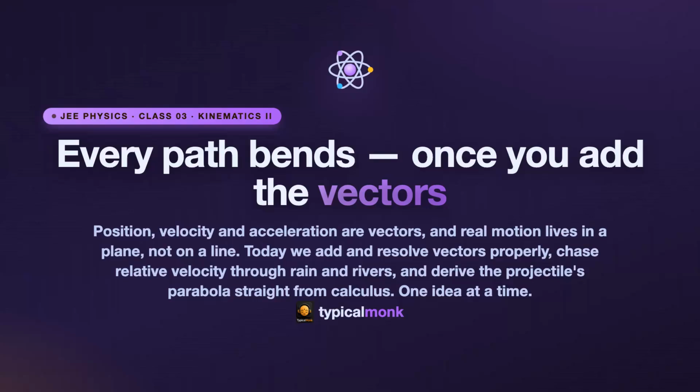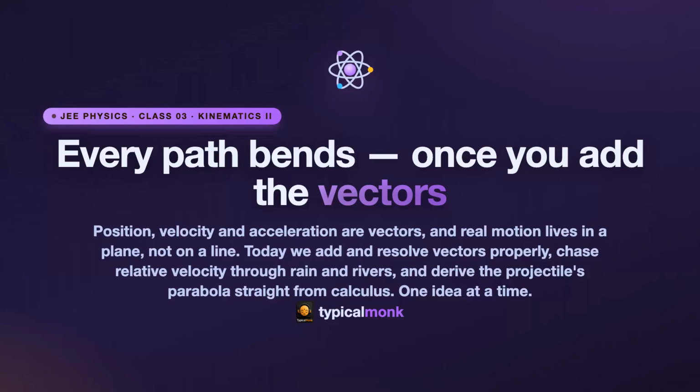This is class 3, and today, motion finally grows a second dimension. Until now, velocity and acceleration were simple numbers on a line. From here on, they are vectors with both a size and a direction, and adding them is not as easy as adding numbers. When Sarah first solved a projectile problem, she added the horizontal and vertical speeds like ordinary numbers, and her answer came out simply wrong. Because velocity is not a number, it is an arrow.